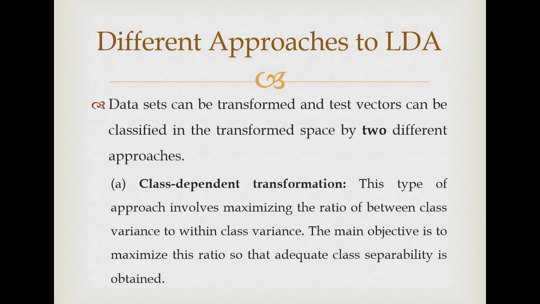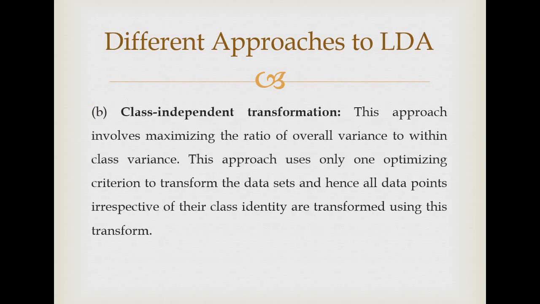There are different approaches to LDA, and data sets can be transformed and test vectors can be classified in the transformed space by two different approaches. What are those approaches? The class dependent transformation and the class independent transformation. In the class dependent transformation, this approach involves maximizing the ratio of between class variance to within class variance. The main objective is to maximize this ratio so that adequate class separability is obtained.